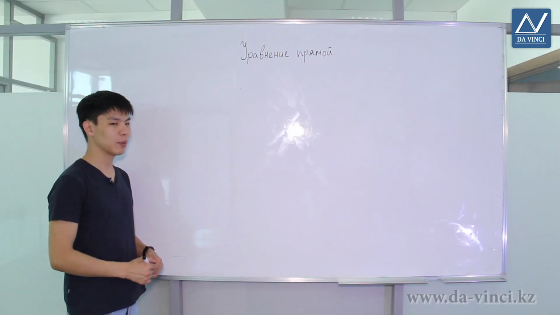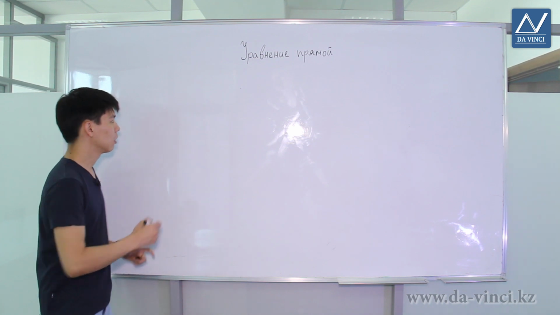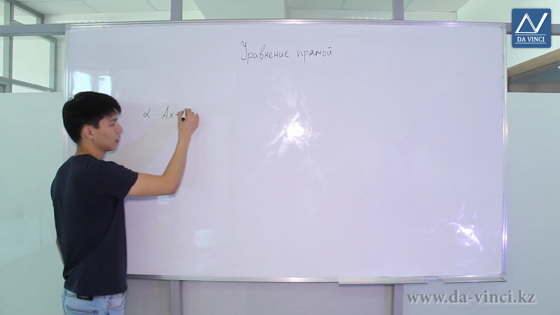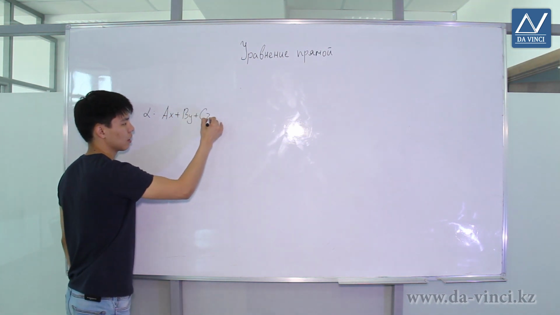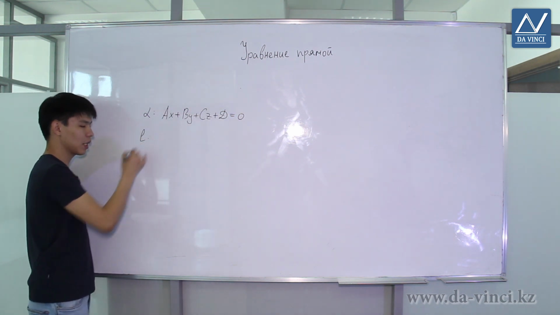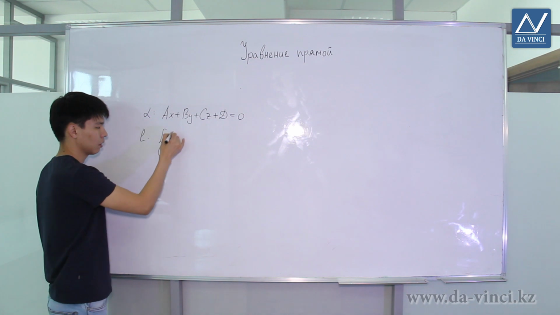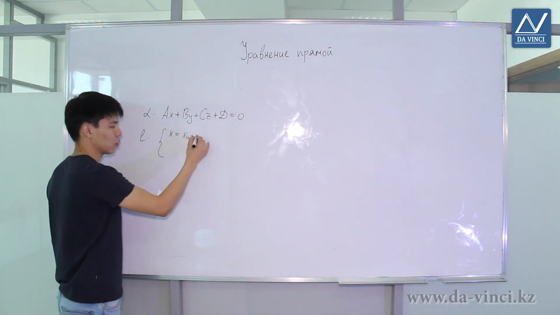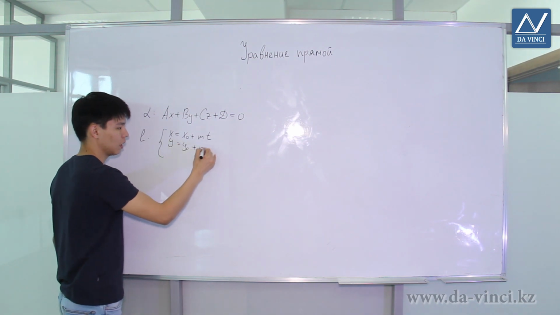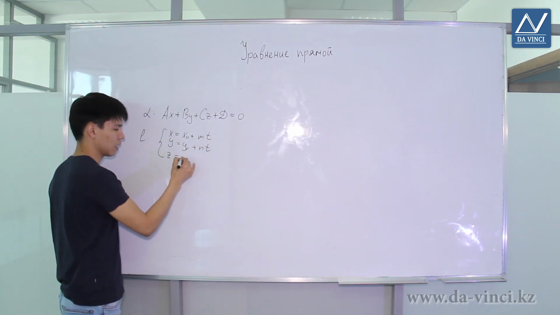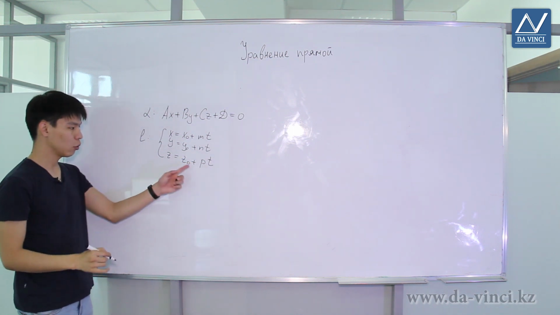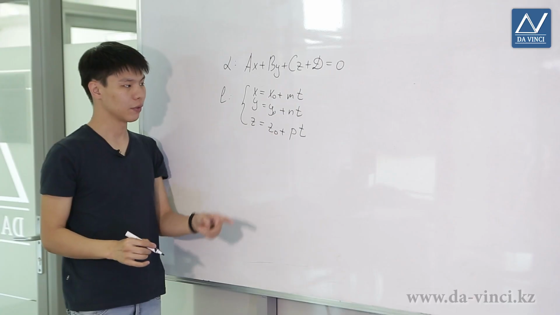Now, let's consider the question of the mutual arrangement of the plane and the line. Let's have some plane alpha given by the equation ax plus by plus cz plus d is equal to 0. And we have some line L in the parametric form. That is, x is x0 plus mt, y is y0 plus nt, z is z0 plus pt. If we have a different kind of equation, then we can always reduce it to a parametric form.